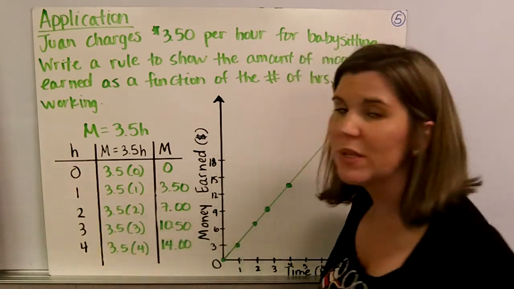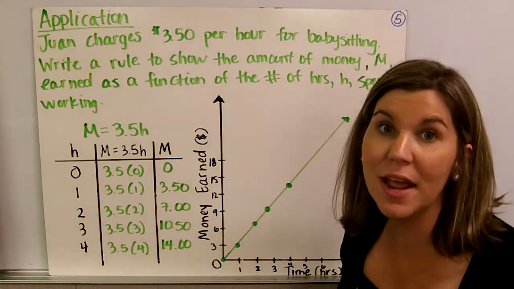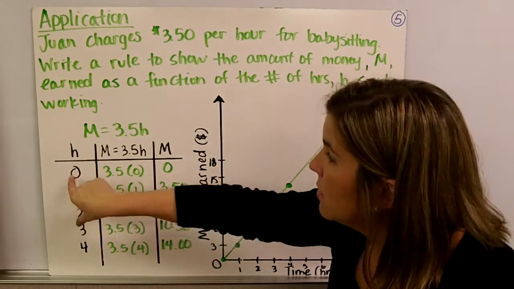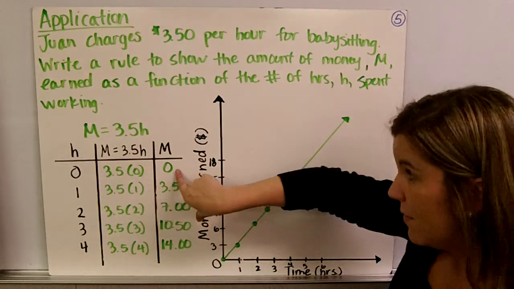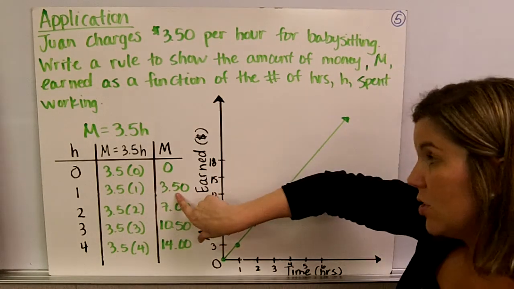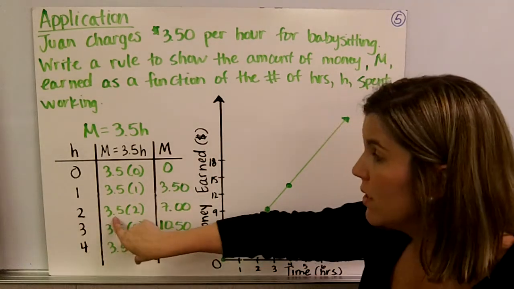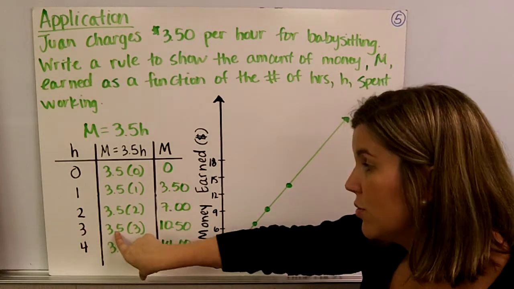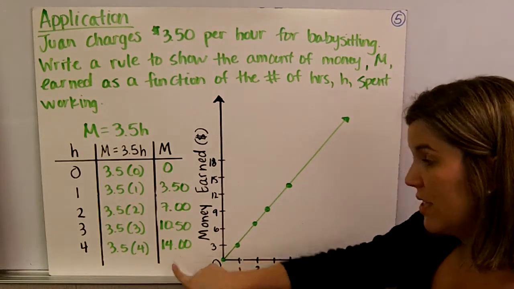H. So I started with 0 here because he can't make any money if he doesn't work at all. So we can't have a negative number of hours that he worked. It's just not applicable for this problem. So 0 hours, we say 0 hours times 3.5 is $0. If he works 1 hour, 1 hour times 3.5 is $3.50. Remember, M is money. 2 hours at $3.50 an hour makes $7. 3 hours, 3.5 times 3 is $10.50. And 4 hours, 3.5 times 4 is $14.